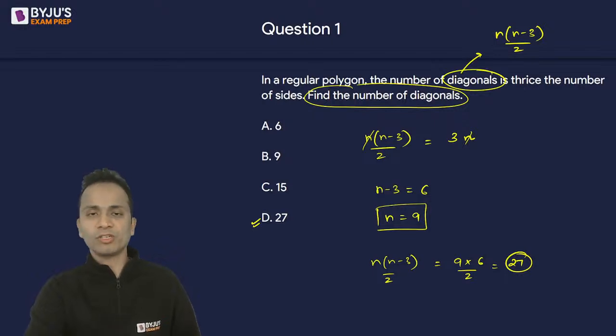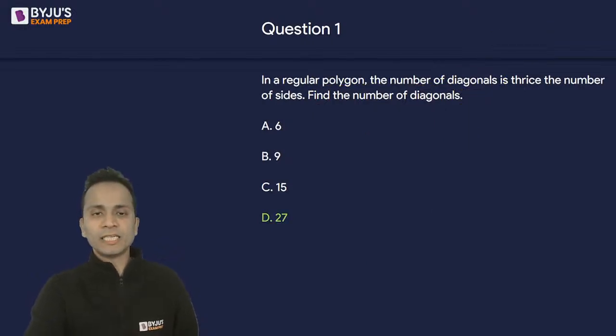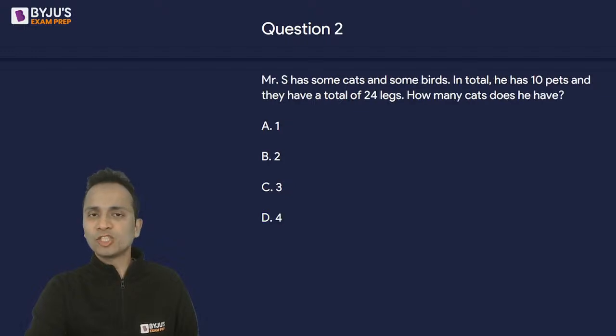The correct answer for the first question is option D, that is 27. Let's move on to the next question.